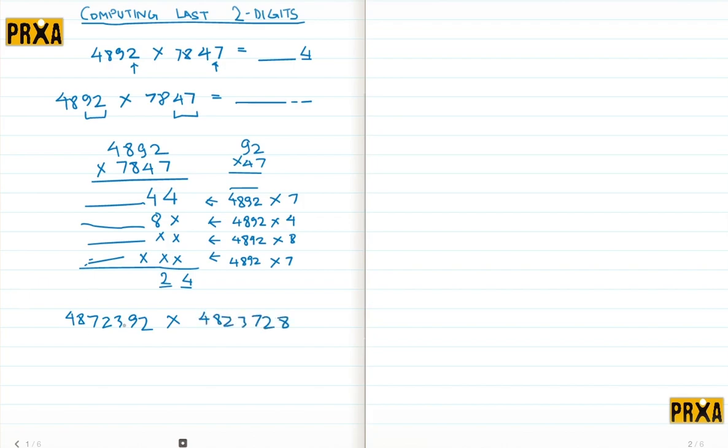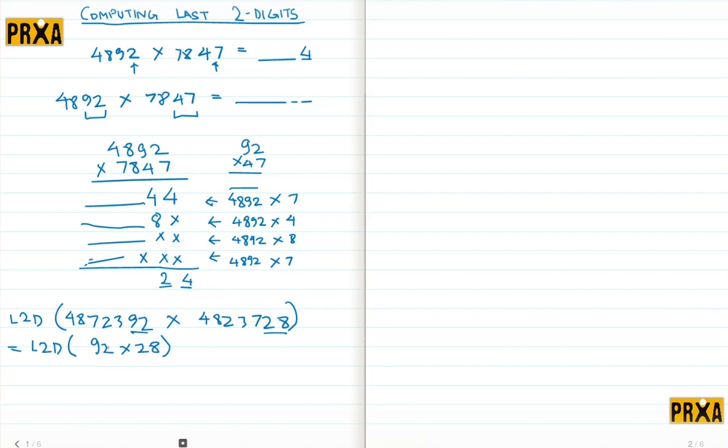4823728, so this is a very large computation. Let's say if I were to find the last two digits of this computation, then the last two digits of this computation are going to be the same as the last two digits of this computation. Okay, now this is exactly what we are going to use in our subsequent principles.